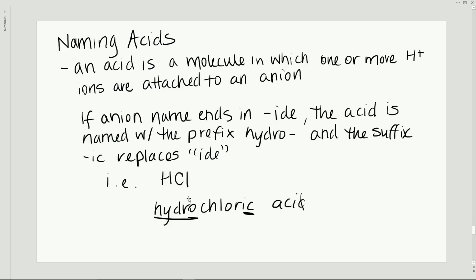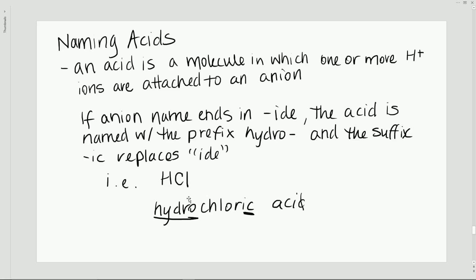Okay. The last thing that we're going to talk about is naming acids. So acids is something that we're going to cover way down the line, but I want you guys to be able to recognize what an acid is if you're given it in a formula and how you would name it. Okay, so an acid is a molecule where 1 or more H plus ions are attached to an anion.